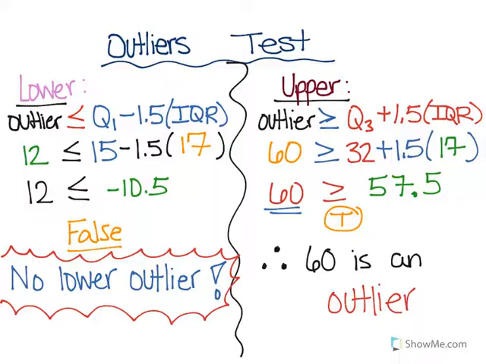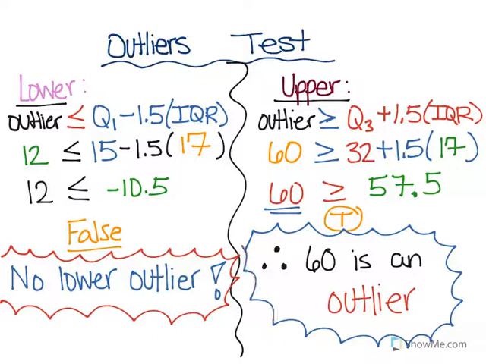So we do have an upper outlier, and that is 60. 60 is definitely way too big compared to the rest of these numbers. And if you need to pause the video now to write down any of this information, go ahead and do so before we jump to our last example, number 2.